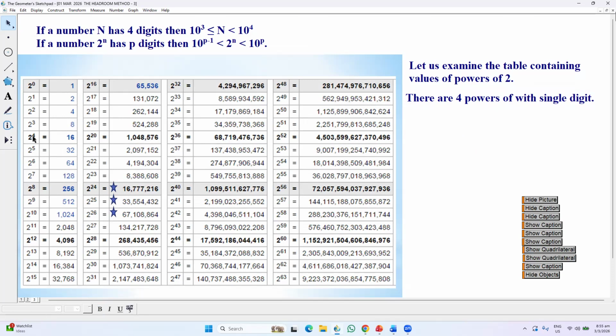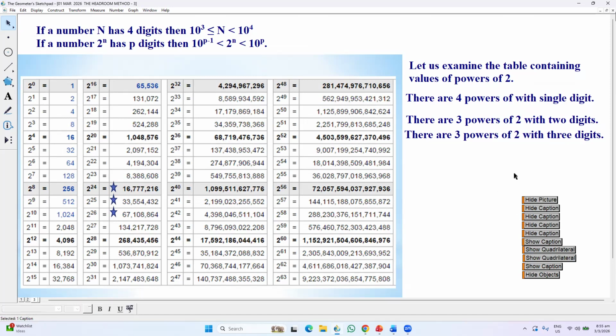Then we have 3 powers of 2 when there are 2 digits: 16, 32, 64. So there are 3 powers of 2 with 2 digits. Then if we continue for 3 digits, 128, 256, and 512, we again have 3 powers of 2: 2^7, 8, and 9. 3 powers of 2 with 3 digits.